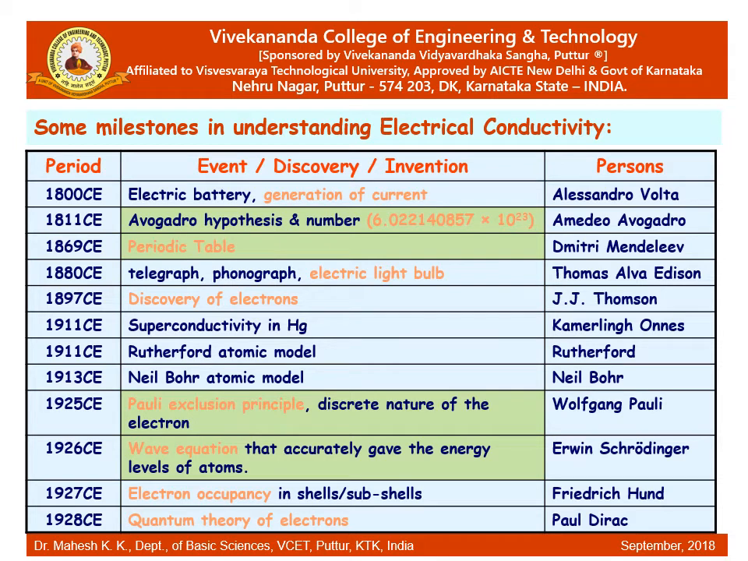The module is very interesting to learn, as we are going to learn about the electrical properties of materials, which is one of the very important properties. As you can see, we cannot imagine modern life without electricity. Let us review some of the historical developments in this regard. Already in 1800, the electrical battery was invented by Alessandro Volta. That means the generation of current was already done.